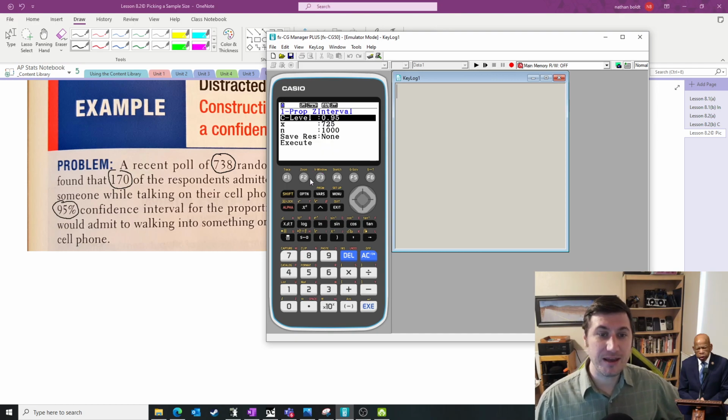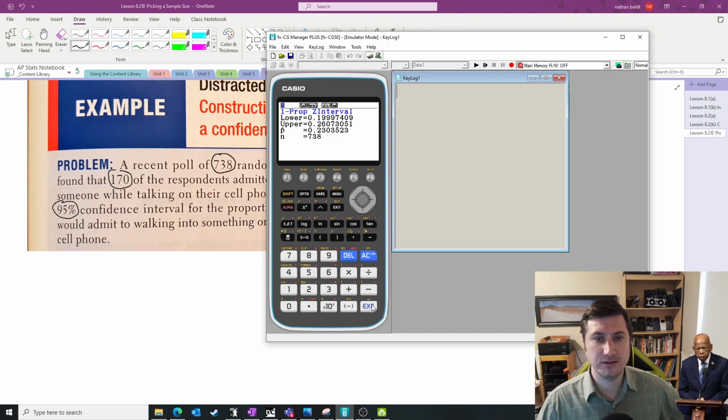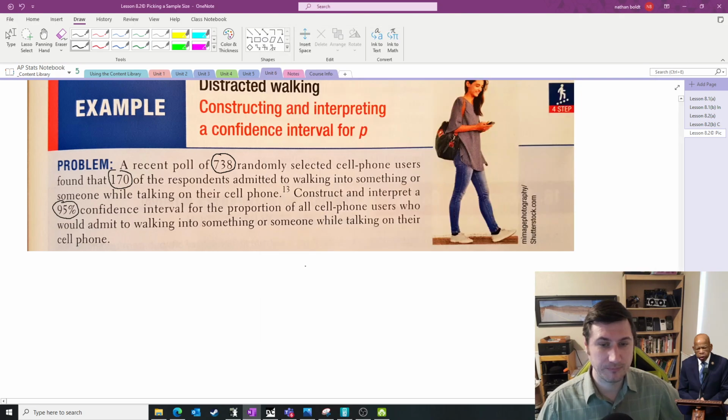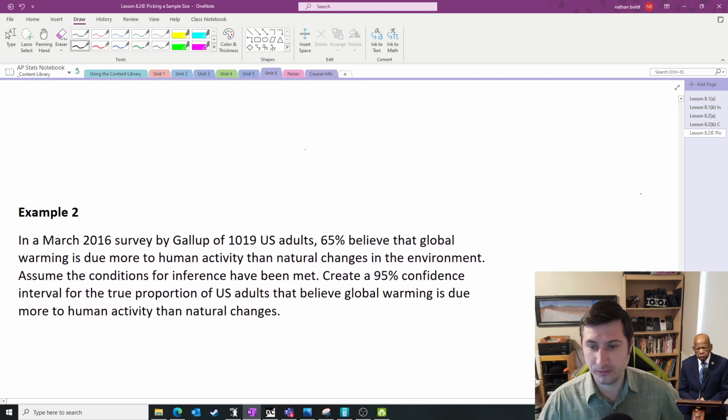F5. And then it asks for the same thing in different order. The confidence level, 95%. The number of successes, 170. And the sample size, 738. Hit enter, and there you get your confidence interval from about 20% to 26%. All right, one more of those real quick before I let you go.